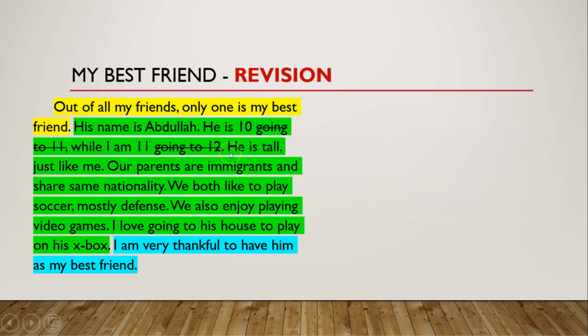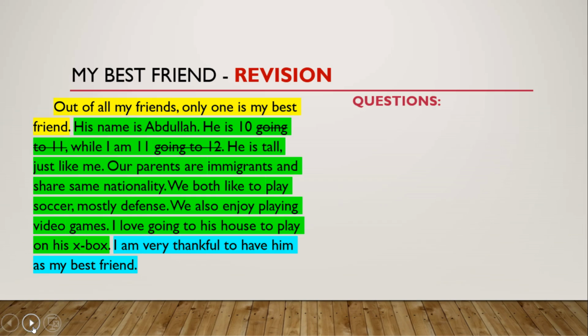Okay? Then he's using his sense of seeing. He's saying he's tall, just like me. And then he just moves on using all of those details from his brainstorming process. At the end, he concludes by saying, I'm very thankful to have him as my best friend. So that's a very nice concluding sentence.